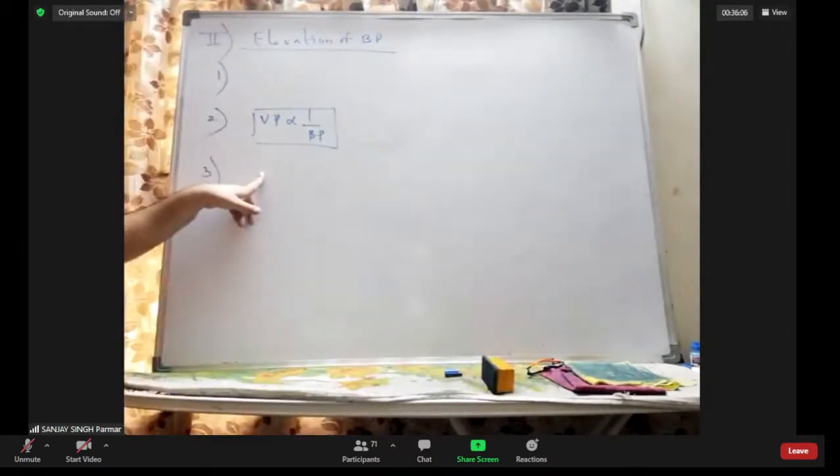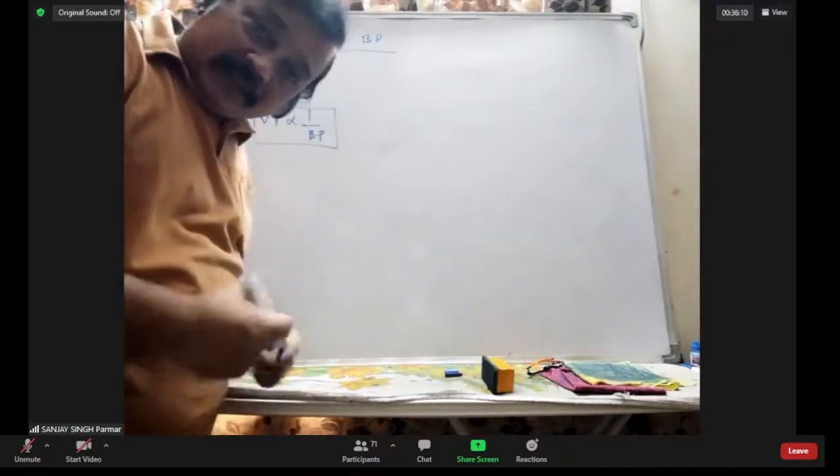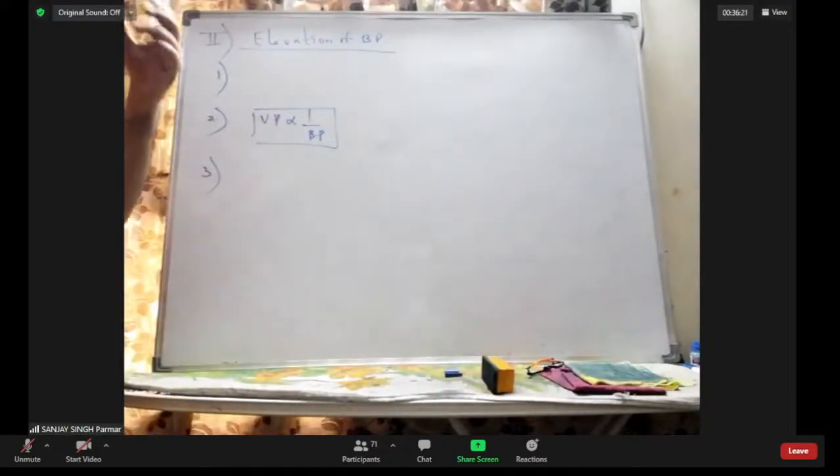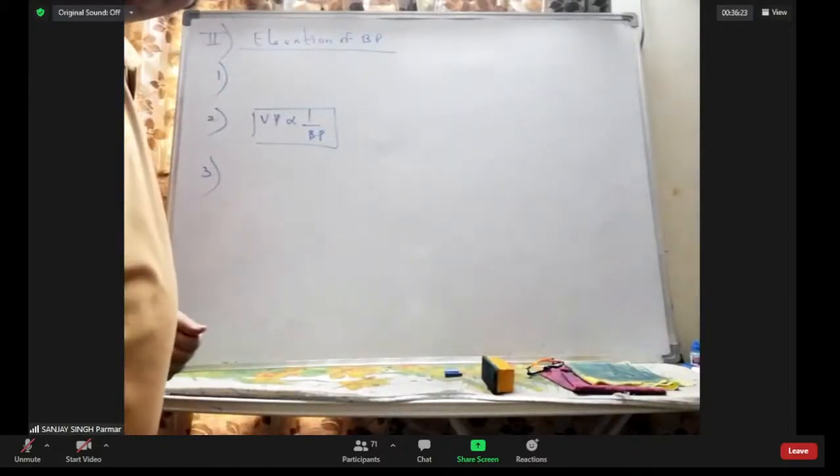Now coming to the third point. This theater is not going on better. Already I am repeating 10 times. If I go on repeating 20 times, I look a fool. Then when will the syllabus complete?